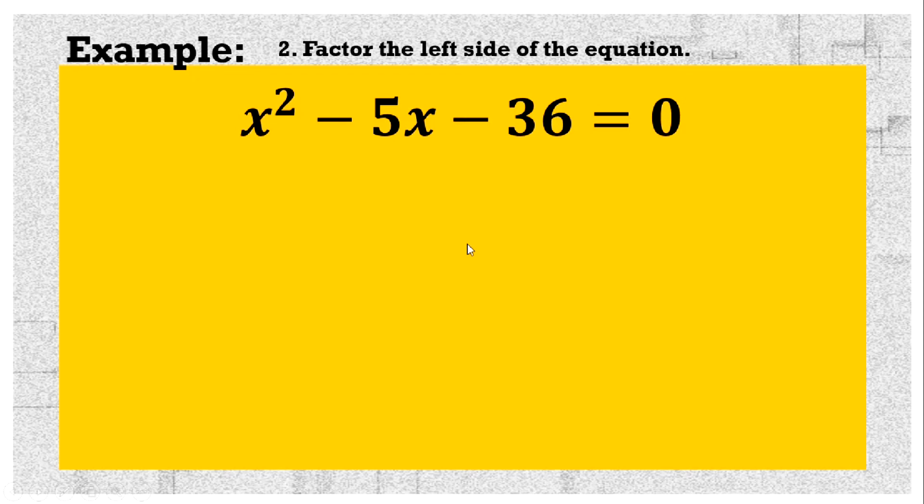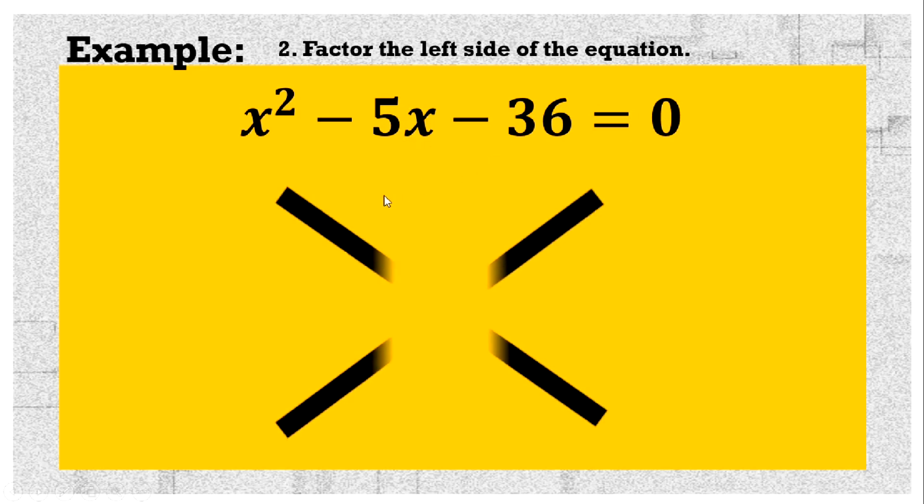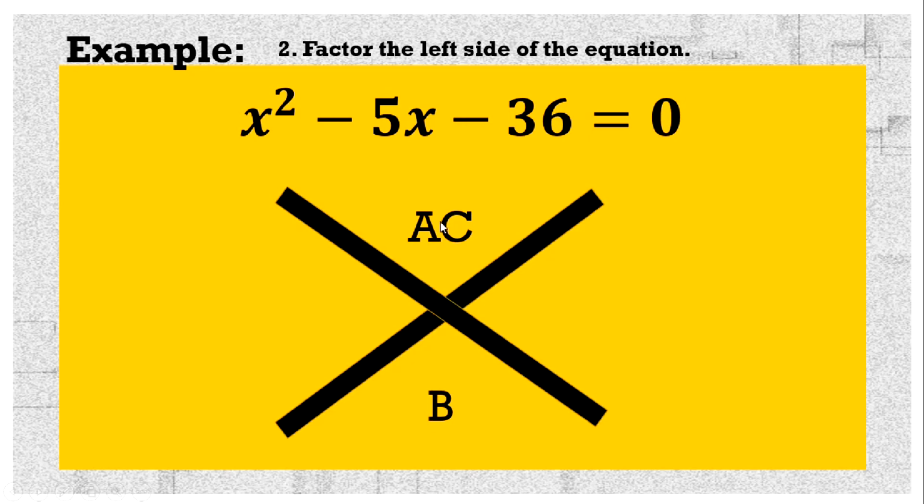Next step is to factor the left side of the equation. So, we have x squared minus 5x minus 36 equals 0. We will be now using the AC check method. So, dito, AC, we will be having the product of A and C. Our A is 1 and our C is negative 36. So, 1 times negative 36 is negative 36. And this side, we have B. Our B here is negative 5.